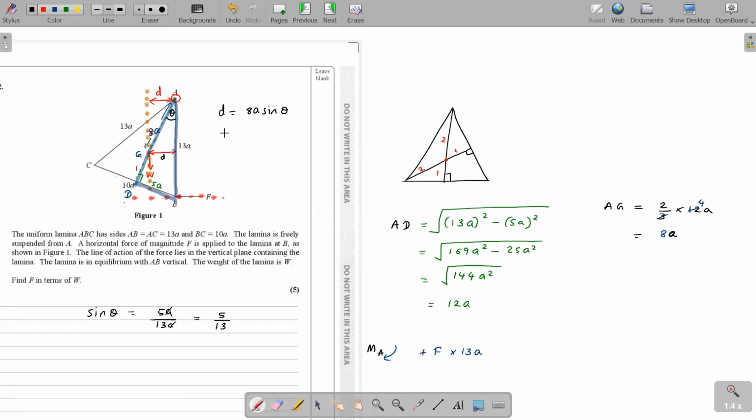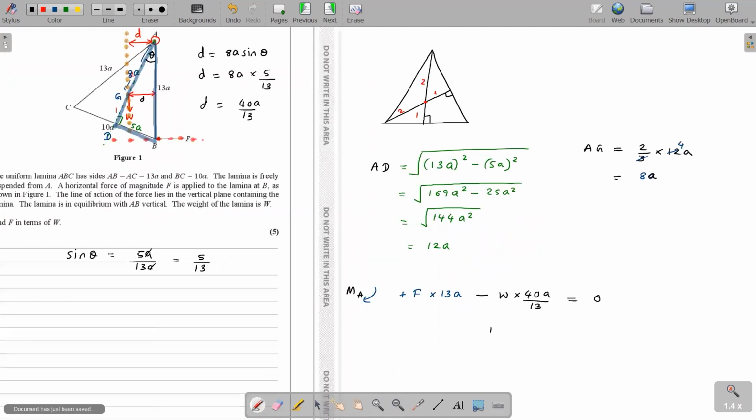So that means my perpendicular distance from G to A is 8A times sine theta, which is 5 over 13, which means my perpendicular distance is 40A over 13. It's the D distance. So that's what I need to find the moment, right? Then W gives an anti-clockwise moment in this direction, which means it's minus W into 8A sine theta, which is 40A over 13. There are only two forces here, and since it's in equilibrium, it must be equal to 0.